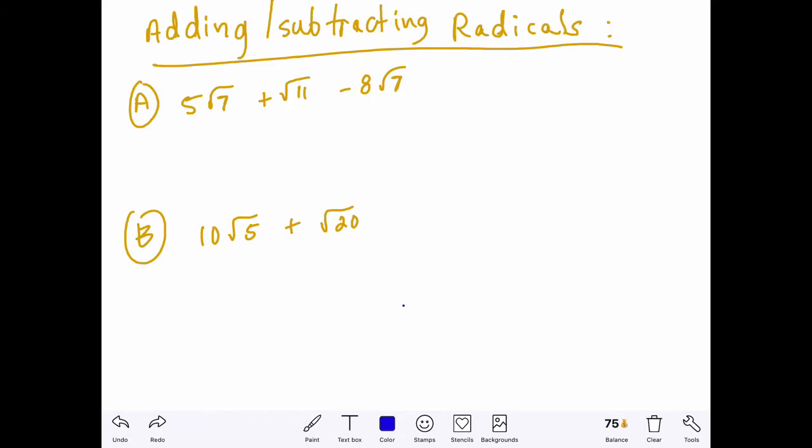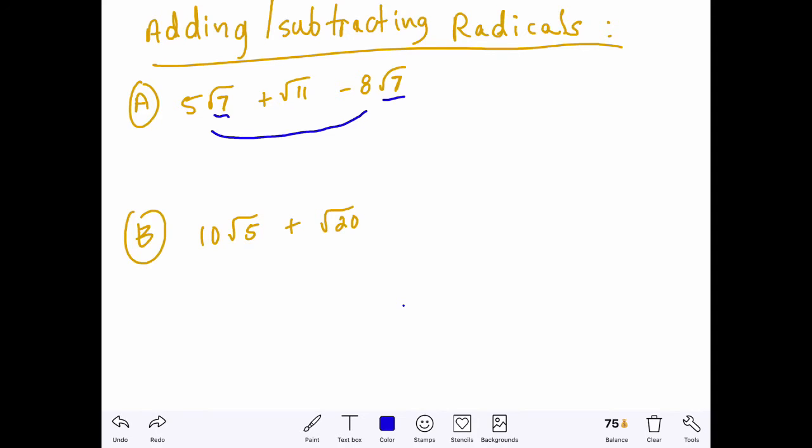9.1, adding and subtracting radicals, and then we'll do multiplying radicals here in just a minute. Okay. So in order to add and subtract radicals, they need to have the same radicand here, which is they need to say both be root 7. And then I can combine these two terms around the middle term.